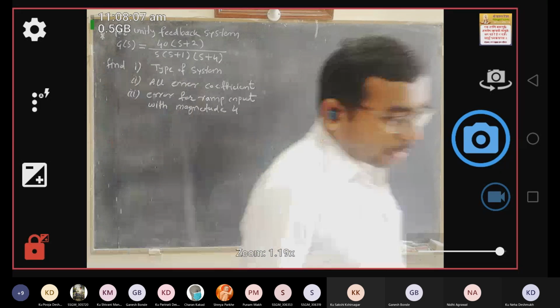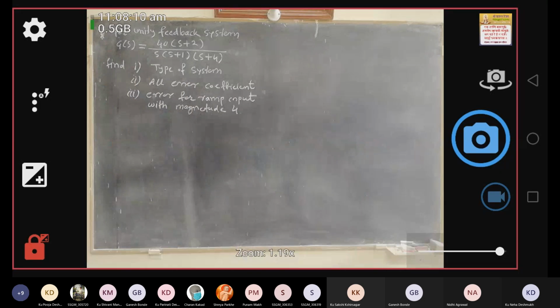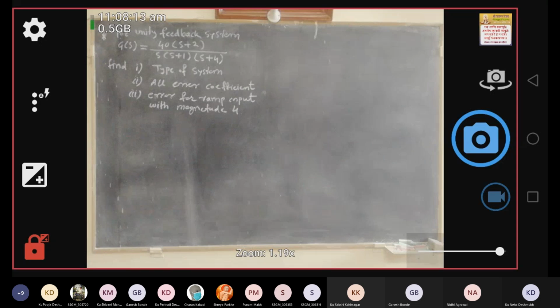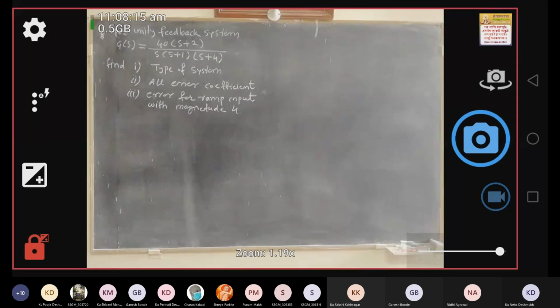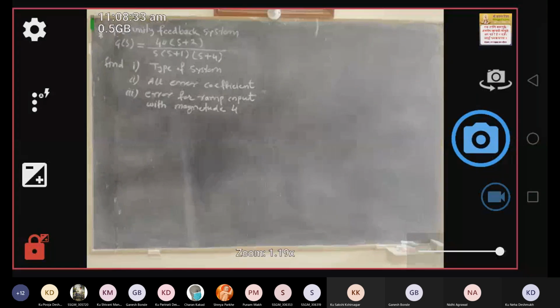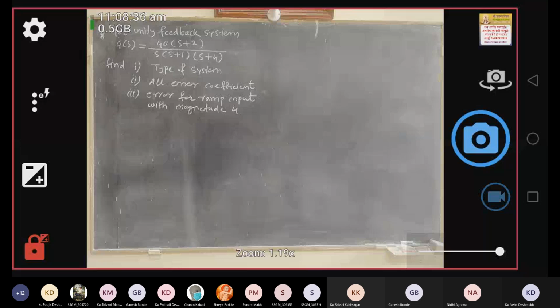So this is the problem statement for a unity feedback system. The transfer function is given: G(s) = 40(s + 2) / (s(s + 1)(s + 4)). Find number one, the type of system; number two, all error coefficients; number three, the steady state error for a ramp input with magnitude equal to 4. So try to solve this problem.